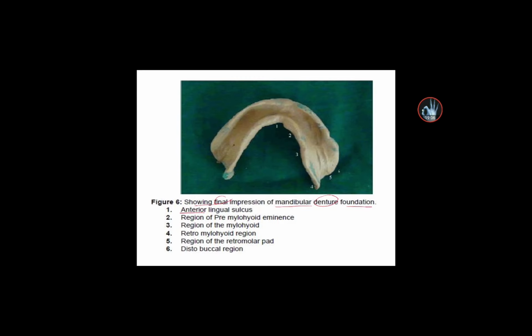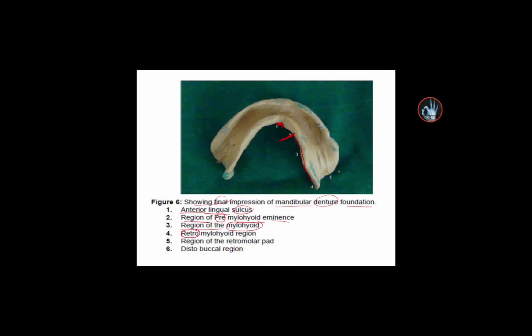One is the anterior lingual sulcus. So this is the anterior lingual sulcus. Okay. Region of the pre-mylohyoid elements. This is, as we said, here is the pre-mylohyoid, and there is something called post or after, and we will see it. And number 3 is the region of the mylohyoid. So here is the mylohyoid. Okay, mylohyoid muscles and mylohyoid ridge.